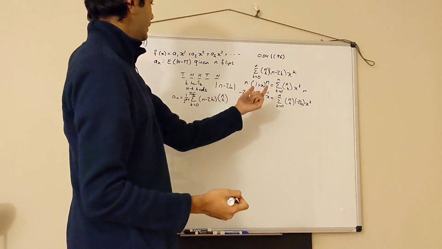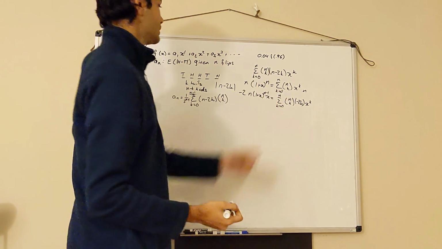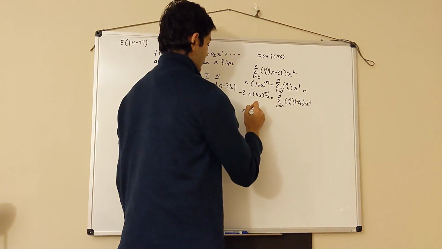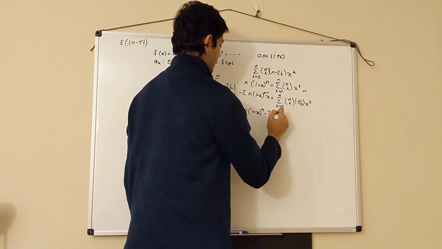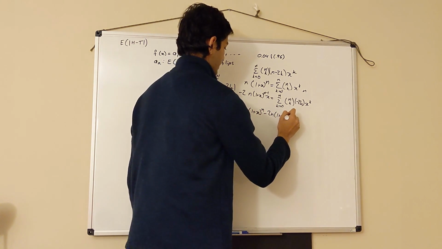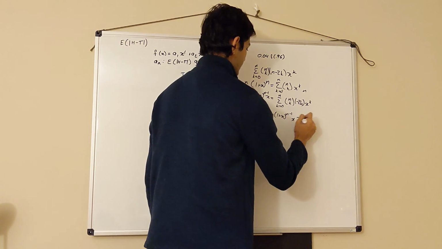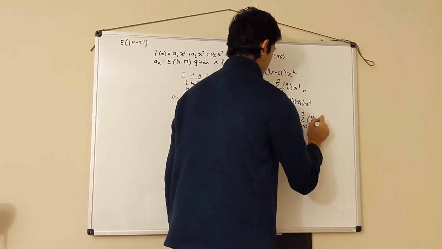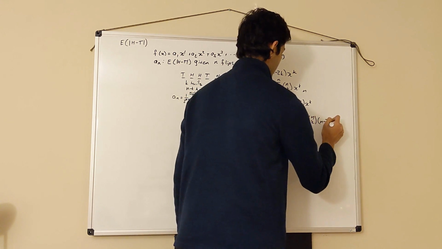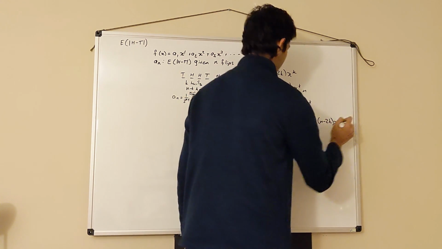And so now if we add up both of these equations, we get that n times (1 plus x) to the power of n minus 2n times (1 plus x) to the power of n minus 1 times x is going to be equal to the sum from k equals 0 to n of n choose k times (n minus 2k) times x to the power of k.